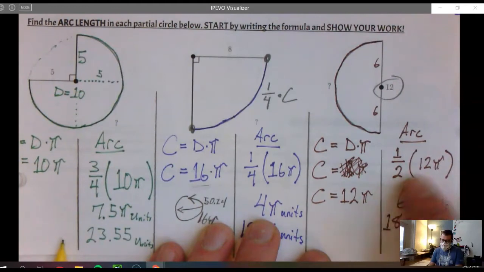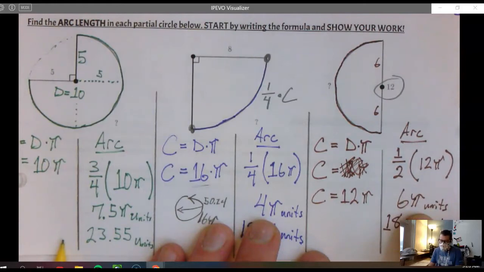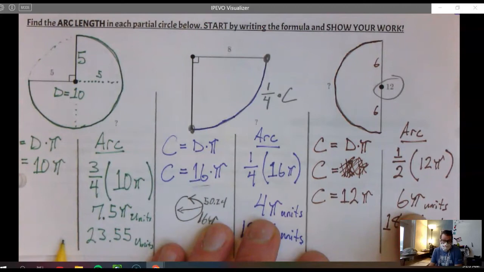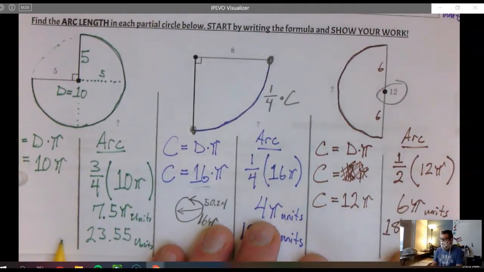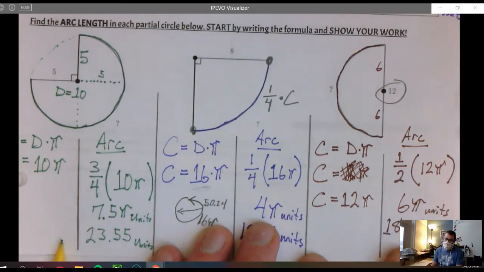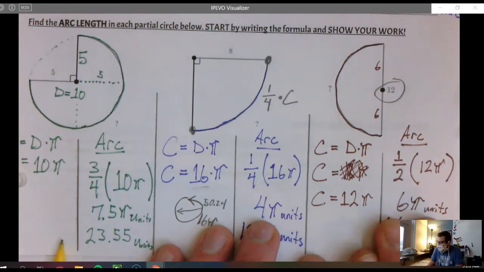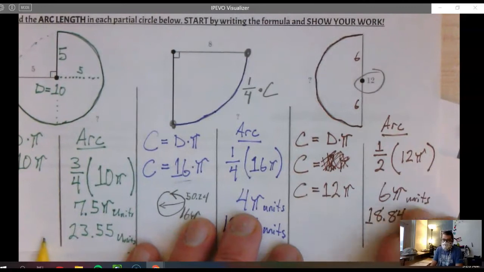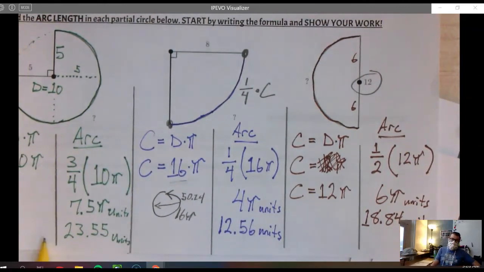But when we come over here and we say, what is half of it? Well, half of 12 is 6, and the pi just comes along, because when we compare 12 pi to 6 pi, this is half. And if we multiply by 3.14, we get 18.84. But we don't need to. You really don't need to get that answer. You can leave your answer as 6 pi, and you could type it into Khan as 6 pi.